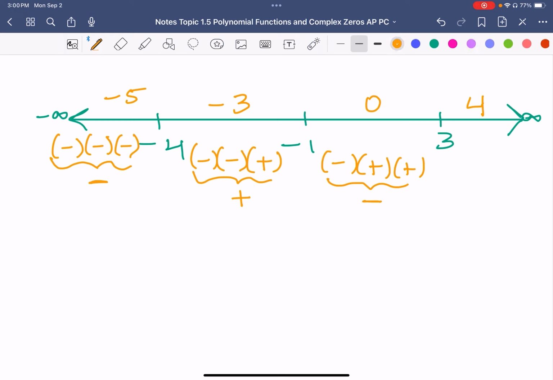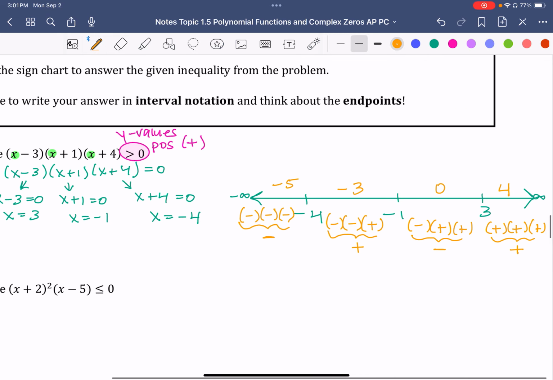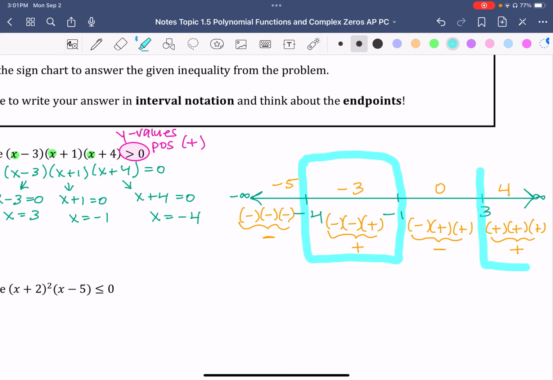4 minus 3 is positive, 4 plus 1 is positive, and 4 plus 4 is positive, and 3 positives are going to be a positive. Okay? So let's see. We're looking for the intervals where we are positive. That was the original question. So I'm going to highlight the areas where we are positive, which are here to there. Okay, and then remember the question was y is greater than 0.